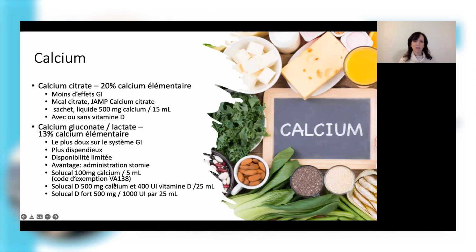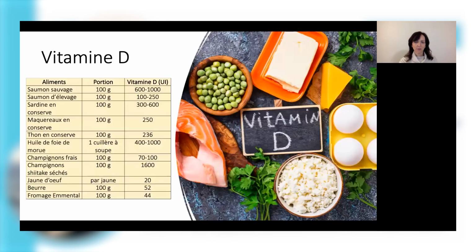The flavor, they have different flavors, so it tends to be palatable. So those are examples of things that you could prescribe. Now, a quick word on vitamin D.